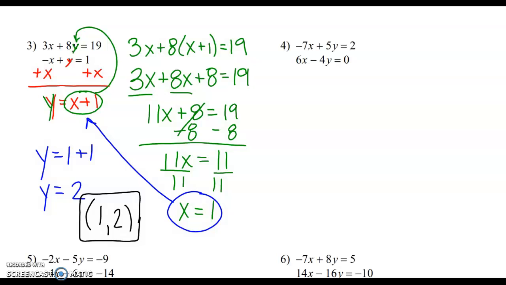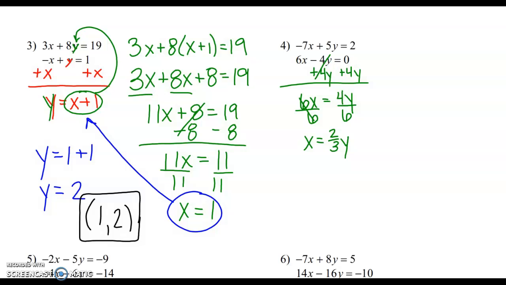X or y is probably about the same to solve for, so I'm just going to go ahead and solve the bottom for x. So to move a negative 4y, I would add 4y. So then I'm sitting at 6x equals 4y. Then when I divide by 6, 4 over 6 would be 2/3 y.